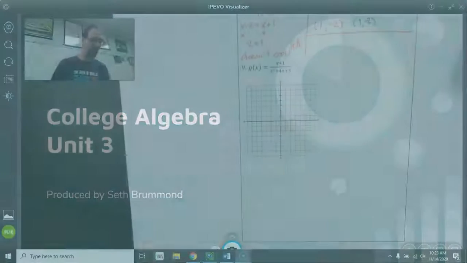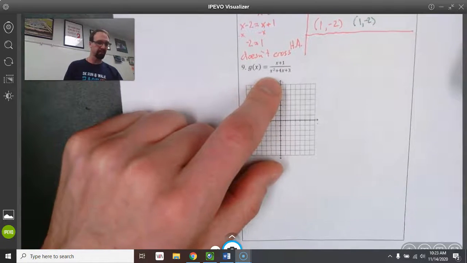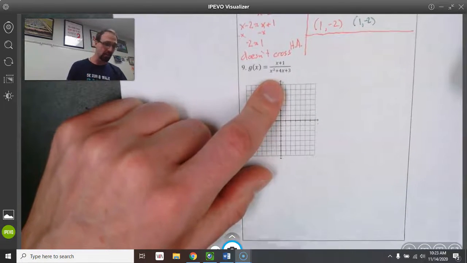We're graphing number 9, g of x equals x plus 1 over x squared plus 4x plus 3. The last example didn't have this, but now I have a term in the denominator that I can factor. I'm going to go ahead and do so.